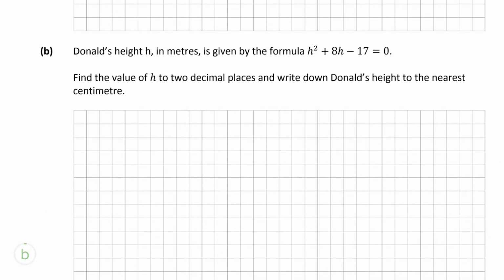Moving on to part B, we're told Donald's height h in meters is given by the formula h squared plus 8h minus 17 is equal to 0. We have to find the value of h correct to 2 decimal places and write down Donald's height to the nearest centimeter. So again, this is just another quadratic equation, which we can solve using the minus b formula, but in this case we're trying to find h instead of x.